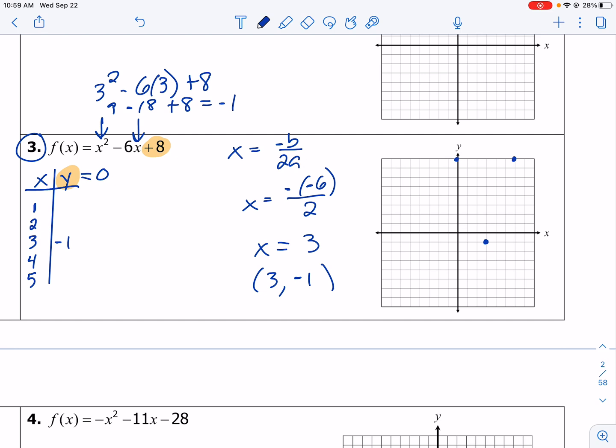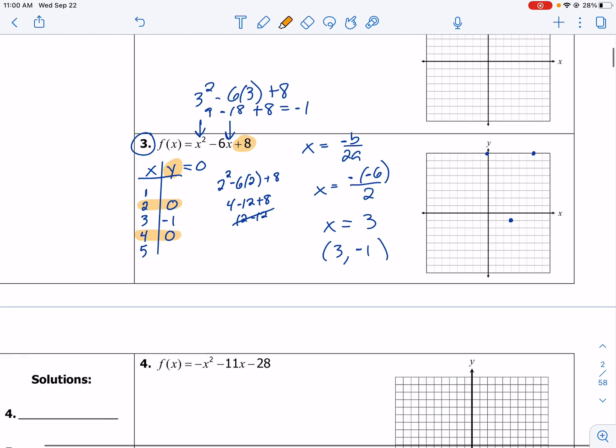Let's do the smaller one. Let's plug in 2. 2 squared minus 6 times 2 plus 8. That gets us 4 minus 12 plus 8. And what do you know? That's where we have a y-coordinate of 0. We don't even need to plug in 4. It's the same distance on the other side. We know we're going to get 0. Let's just skip plugging in 1 and 5 because these are the 2 solutions of our graph.